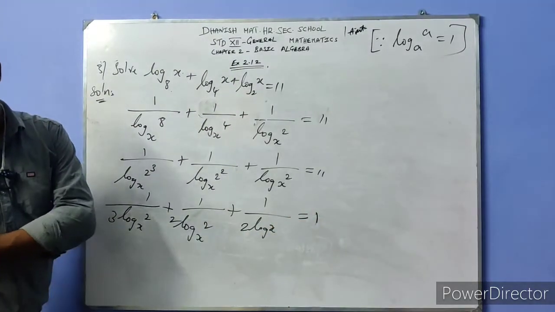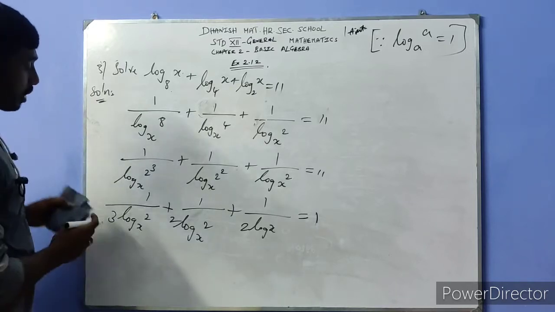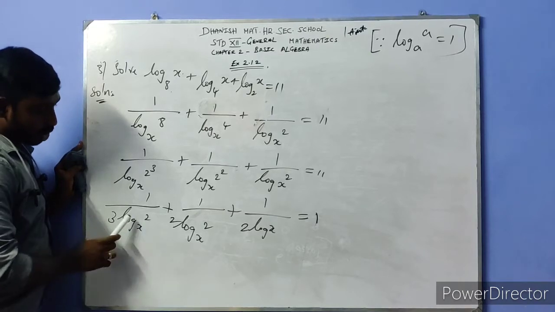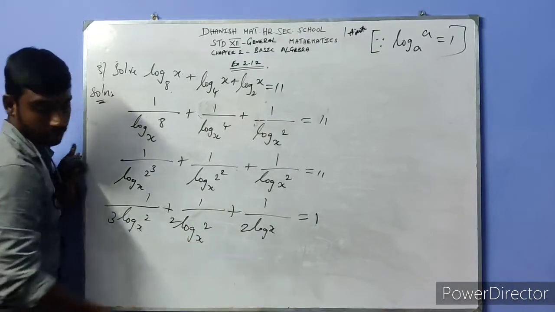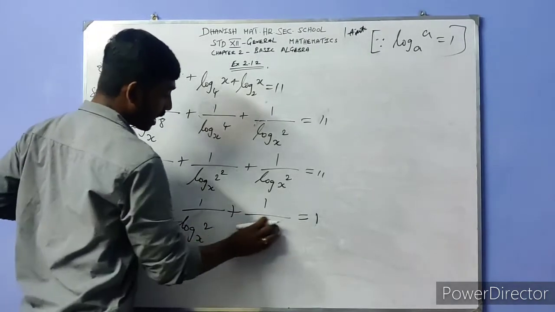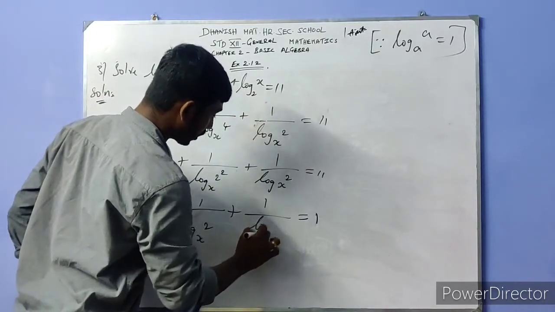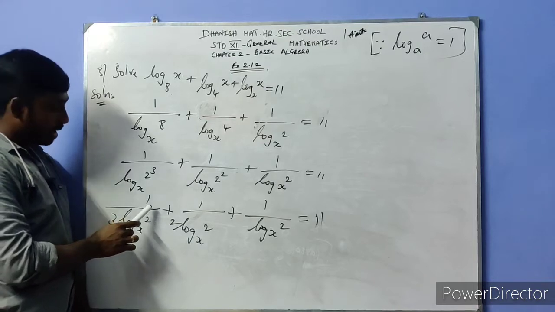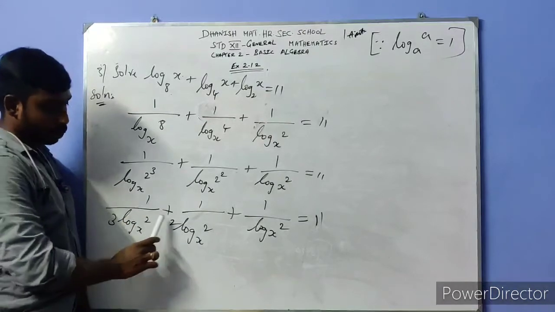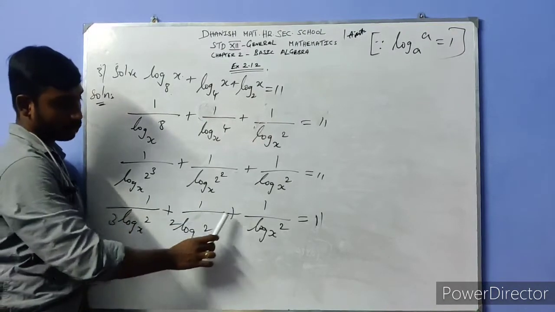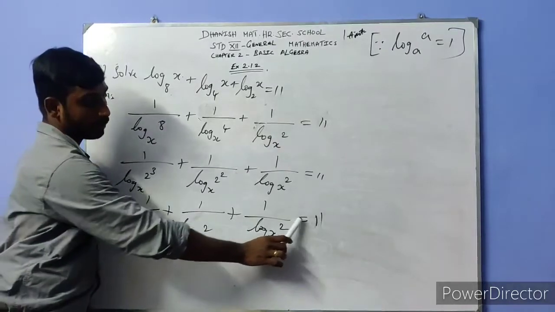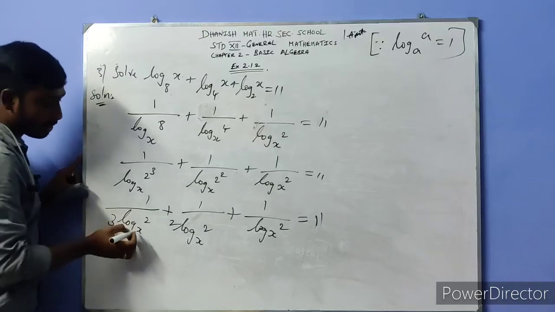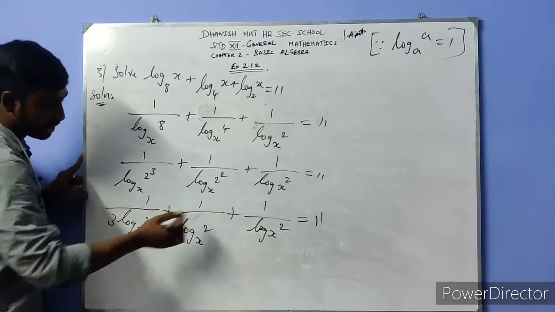So now we are going to use the properties here. What is the property given here? Here itself we have log x power 2, and here also we have log x power 2. So 1 divided by 3 log x power of 2 plus 1 divided by 2 log x power of 2 plus 1 divided by log x power of 2 equal to 11. Now I am taking 1 divided by log x power of 2 common from this equation.